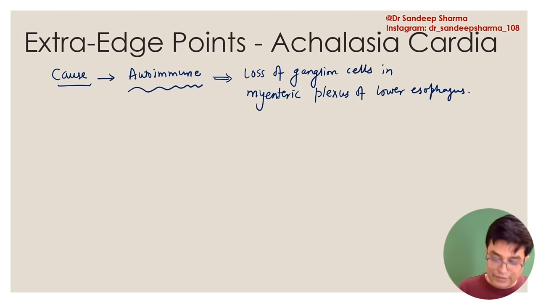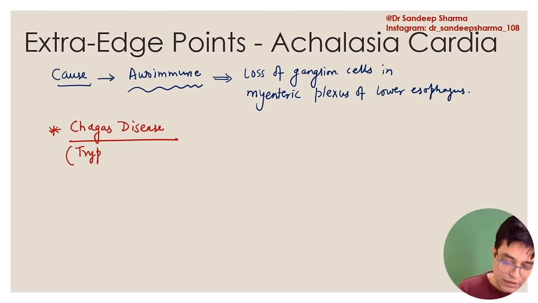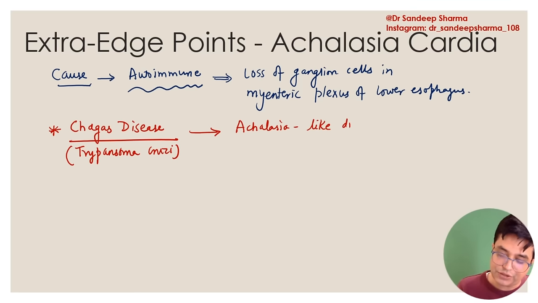They can ask in the exam, is there any condition in which an achalasia cardia-like illness is produced by some parasitic infection? Yes. Remember that there is a disease called Chagas disease, which is typically seen in South America, caused by Trypanosoma cruzi. It does not cause achalasia, but it produces an achalasia-like disease in the patient. So achalasia-like disease can be produced by which condition? Chagas disease, Trypanosoma cruzi, right?